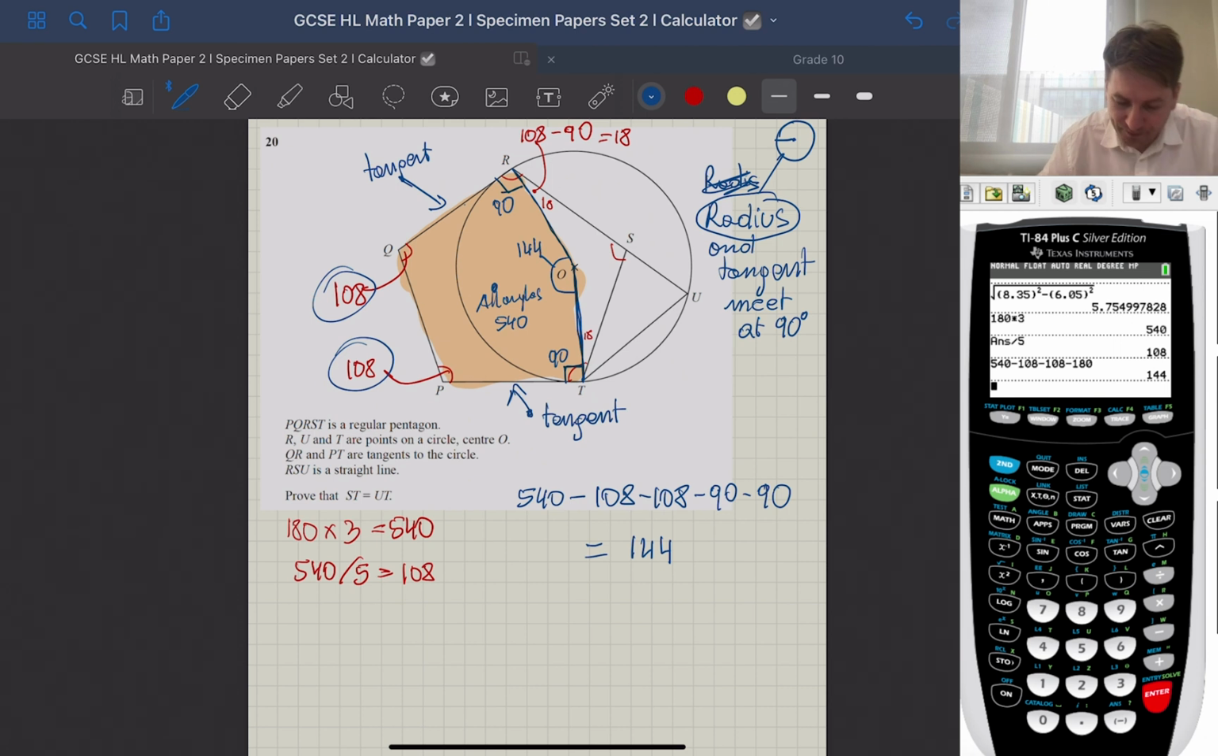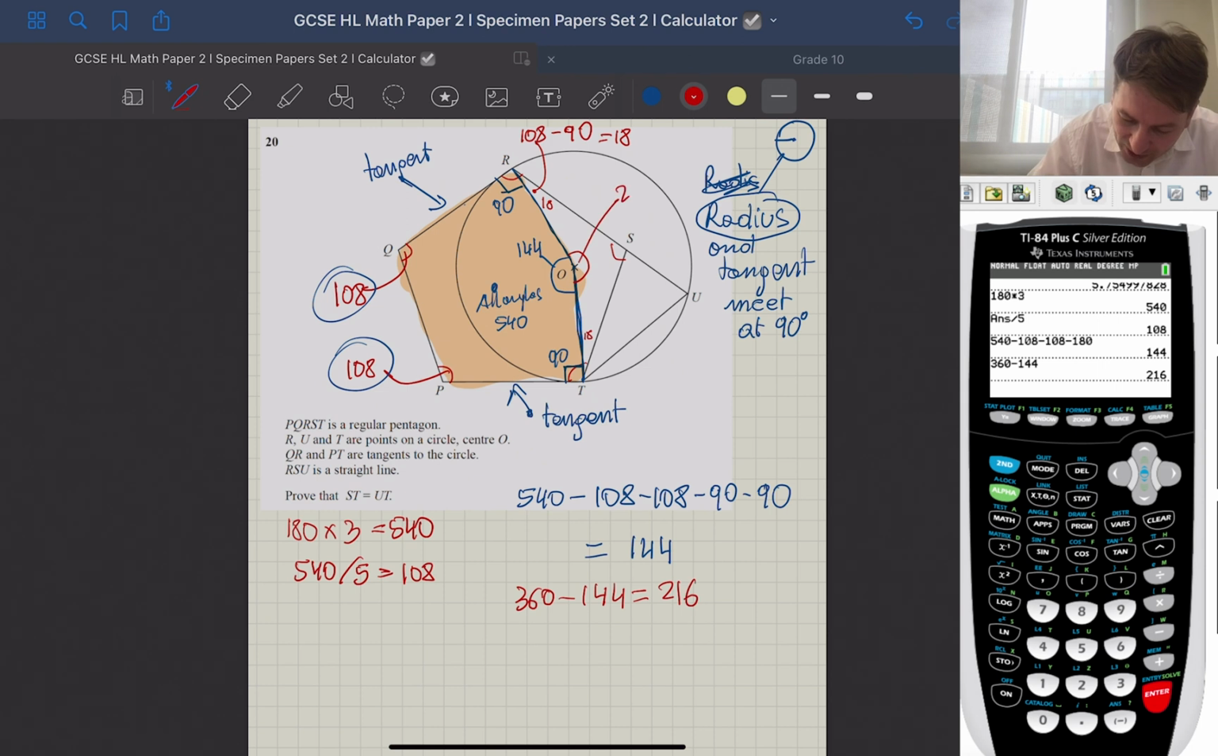144. Well, if this angle is 144, what is the angle on the other side? The angle on the other side will be 360 minus 144, which gives us 216. Why do I care about that? Well, because if I know all the angles, I'm pretty sure I will be able to figure things out. So let's try that. Currently I am after finding this angle, what I mistakenly thought was a circle theorem.